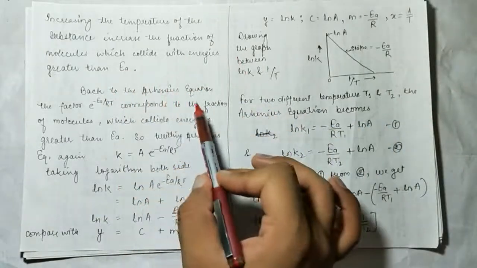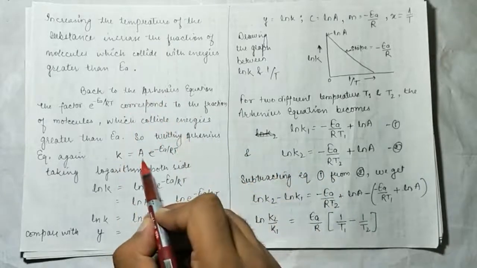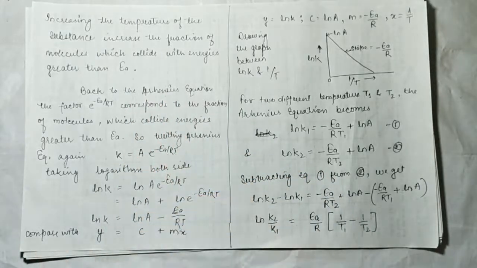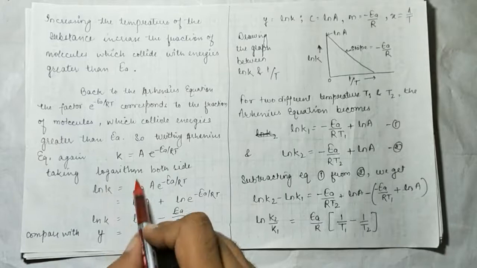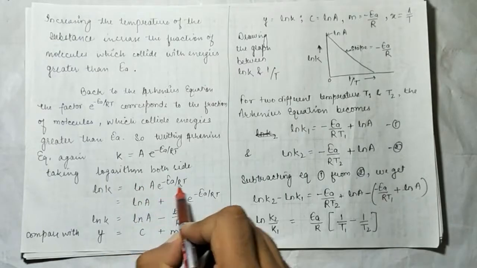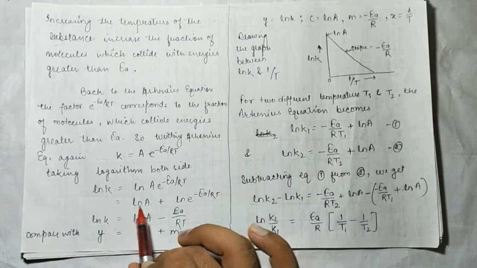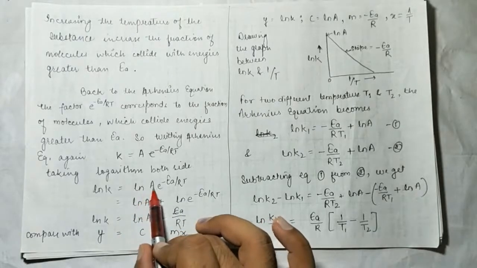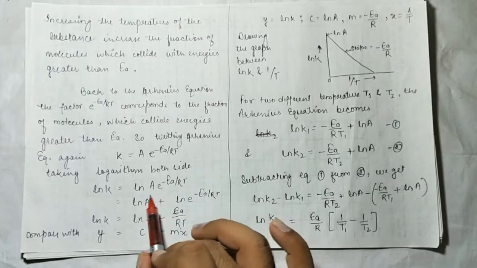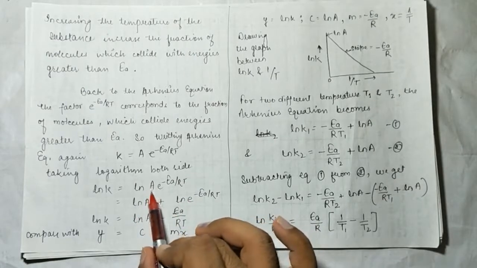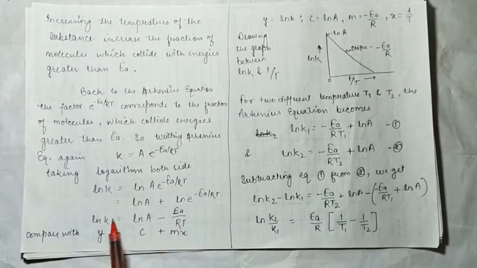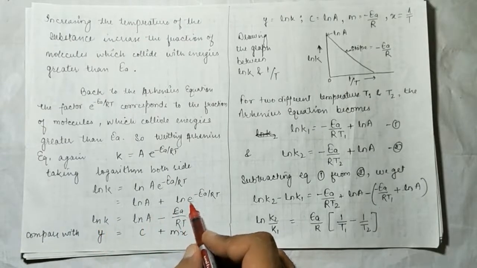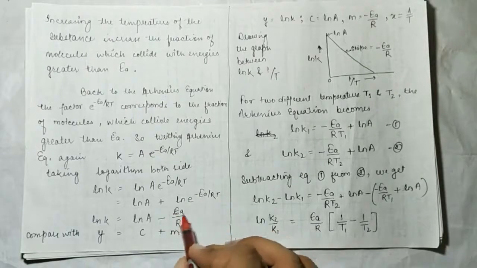Then if we come back to the Arrhenius equation, k is equal to A e raised to the minus Ea upon RT. Taking log on both sides, ln k is equal to ln of A e raised to the minus Ea upon RT. Log of a times b becomes log a plus log b, that is ln A plus ln e to the power minus Ea upon RT. The ln and e cancel out, and it comes out to be only minus Ea upon RT.